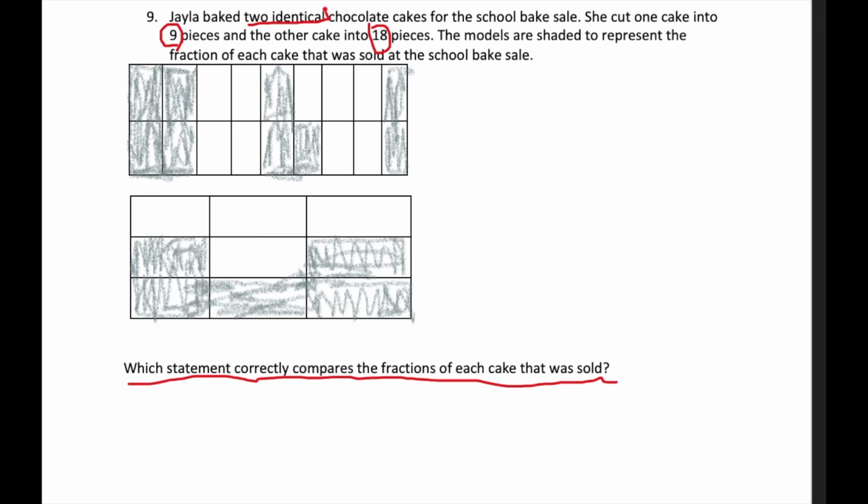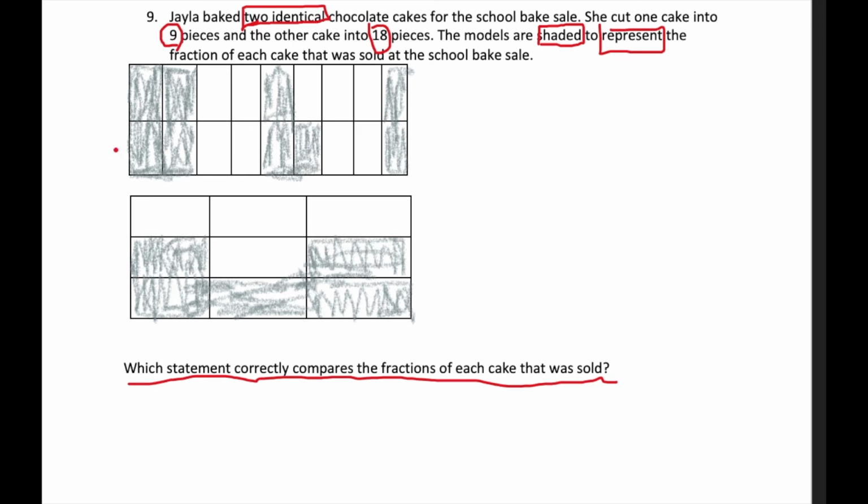That's very important because we know we can't compare anything unless it is the same size. So these are two identical cakes. So she cut one cake into 9 pieces and the other into 18. The models are shaded, so we know we're looking for the shaded portion to help us. I'm going to represent our numerator.